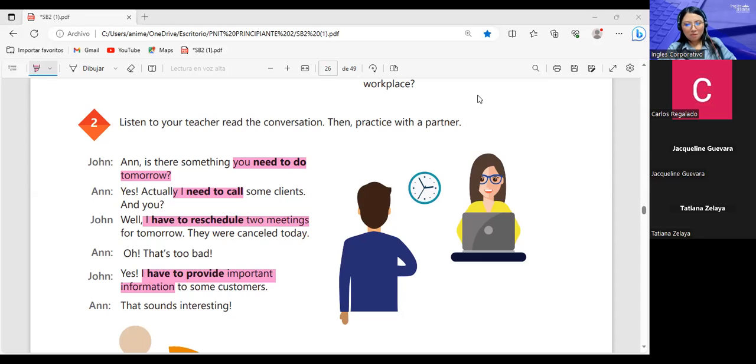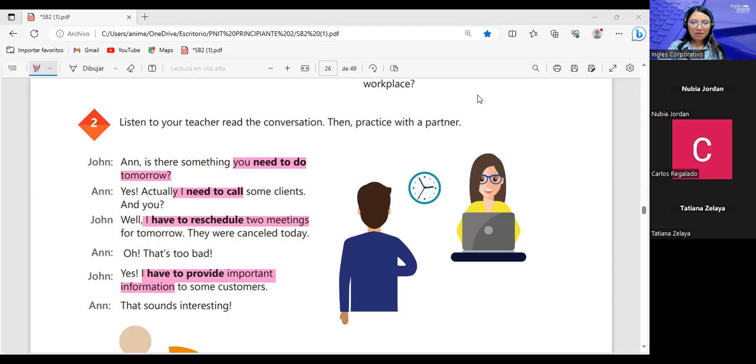Vale, vamos a practicar la conversación. I am going to read John and you are going to help me out by reading the information. Practiquemos primero todos y luego nos vamos uno por uno. Here we go. Repitamos clase.